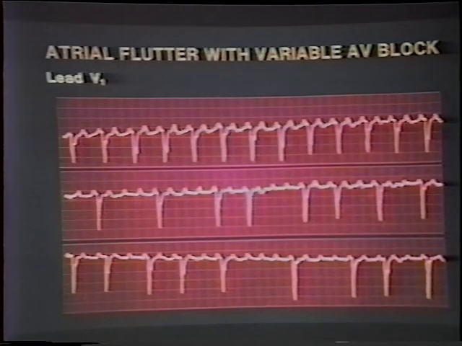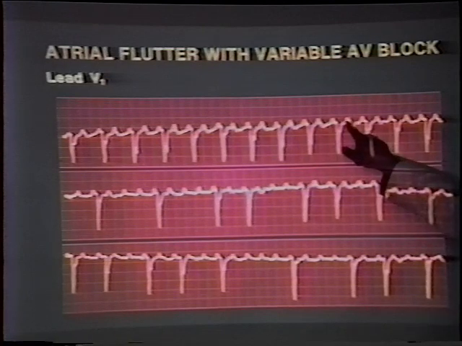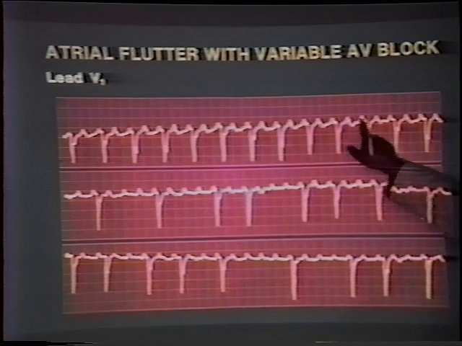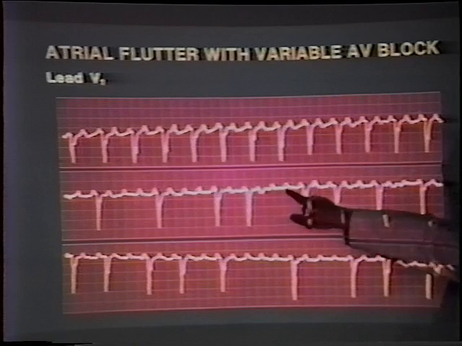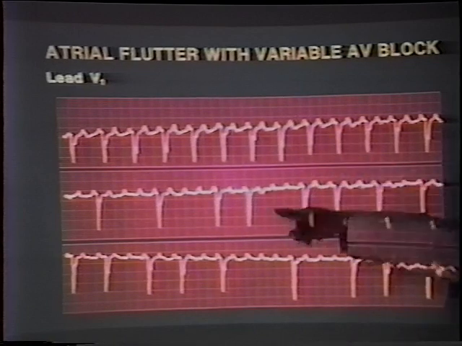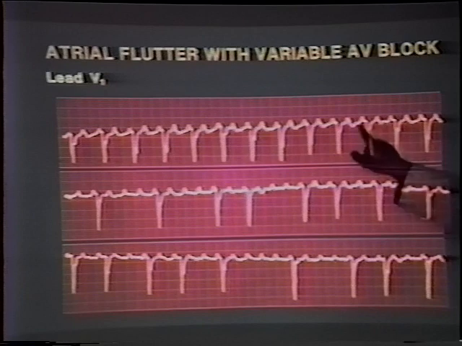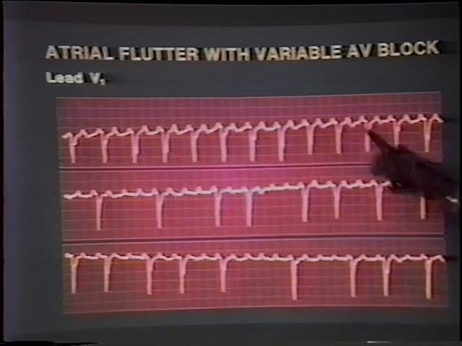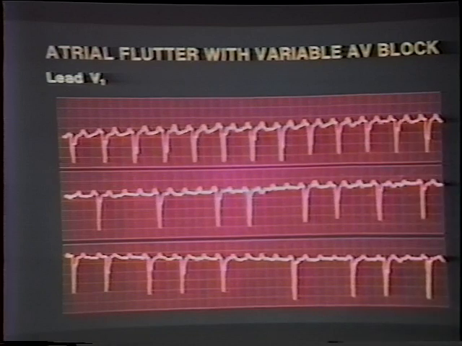Sometimes you have a variable block. You see, the flutter waves are not quite 300, but almost. He's probably on some kind of drug, but it's a variable block. Sometimes it's 2-to-1, sometimes it's 4-to-1, sometimes 3-to-1. Actually, this heart rate could be called PAT with block and not atrial flutter with block, because the rate is a fair amount below 300. But they're all cousins anyway.